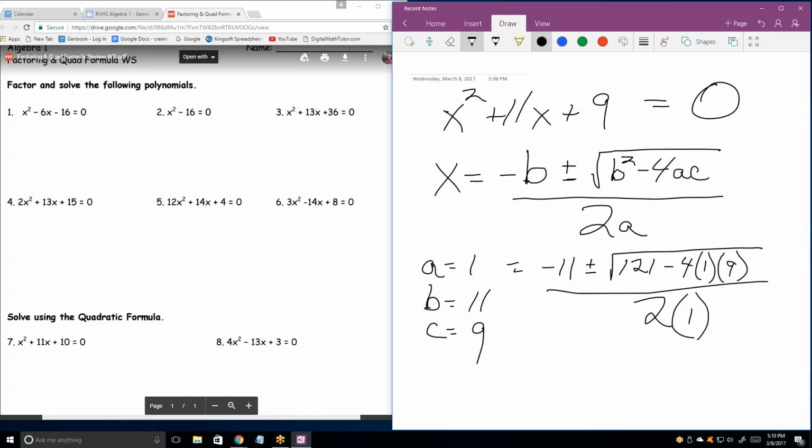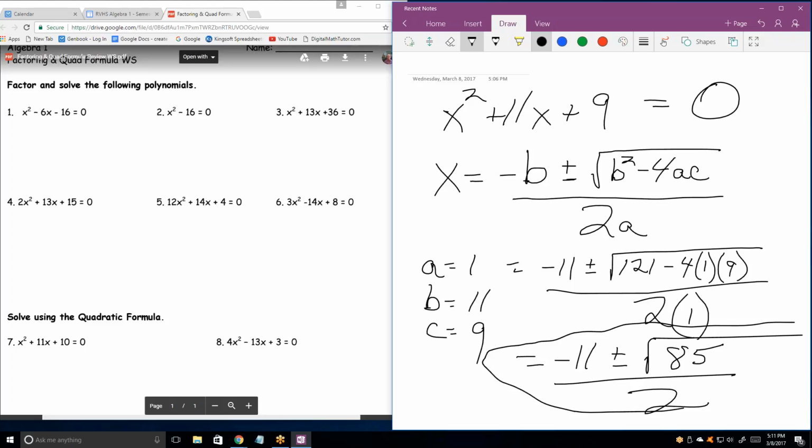Okay? And the reason is that this can end up being very confusing sometimes, the discriminant, especially if C is negative. In other words, if I were to stick a negative in front of that 9, now all of a sudden it confuses everybody. This particular one isn't going to be that confusing because it simplifies rather easily. 121 minus 36 is 85. All over 2. And when I say that is the answer, what I really mean is the following.